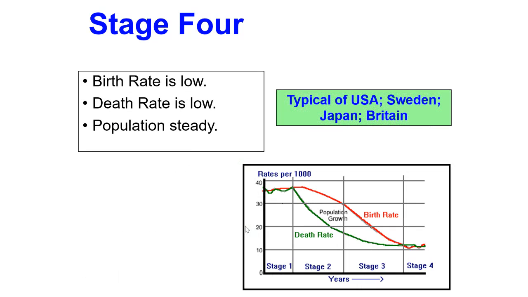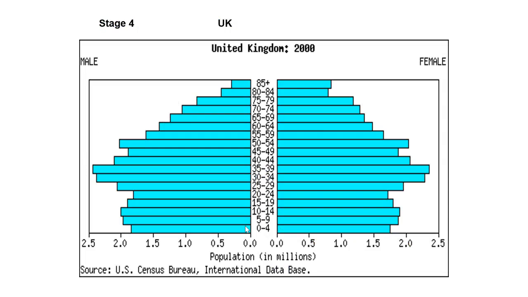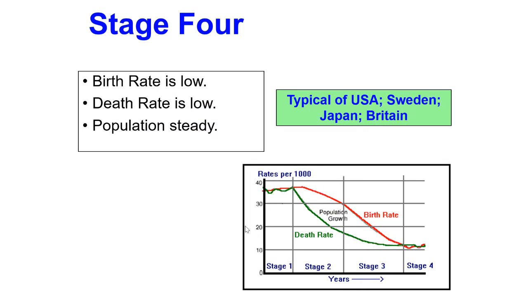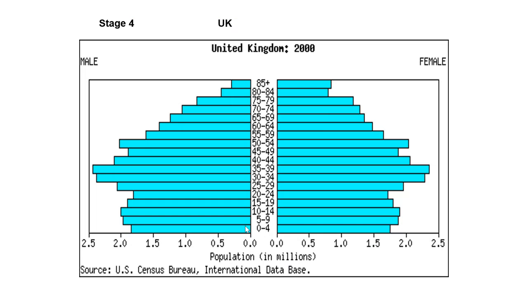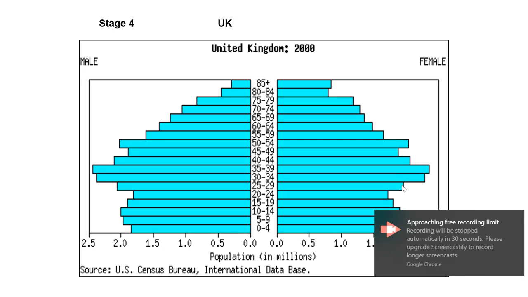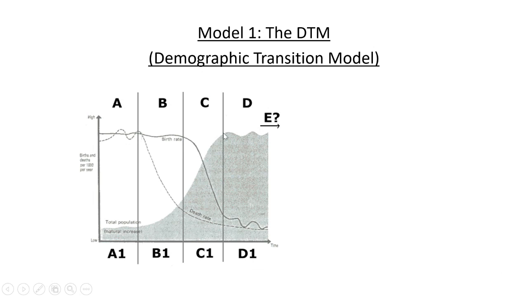Stage four, this is where a lot of your developed countries are: United States, Sweden, Japan, Great Britain. The birth rate's low, the death rate is low, and the population starts to become steady, not increase, but become steady. This is where you start to see more of the straight up and down. This is very typical of where you have people starting to live a longer life. Again, you can start to see steady, steady, steady.